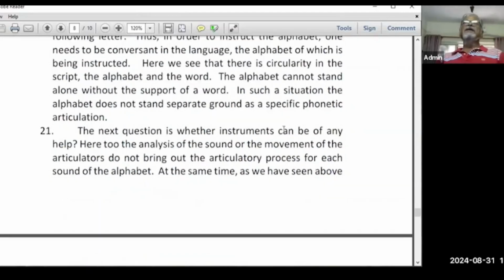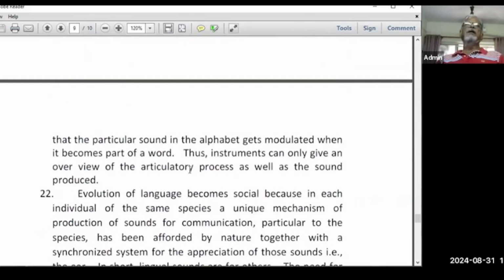The next question is whether instruments can be of any help. Here too, the analysis of the sound or the movement of the articulators does not bring out the articulatory process for each sound of the alphabet. At the same time, as we have seen above, the particular sound in the alphabet gets modulated when it becomes part of a word. Thus, instruments can only give an overview of the articulatory process as well as the sound produced.